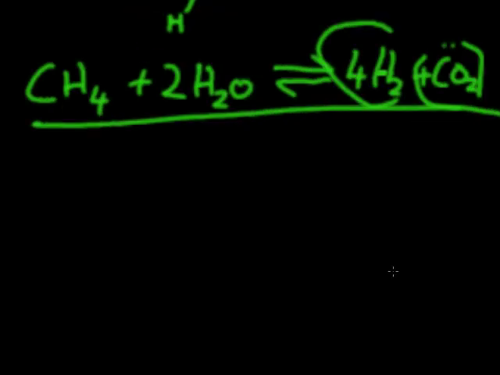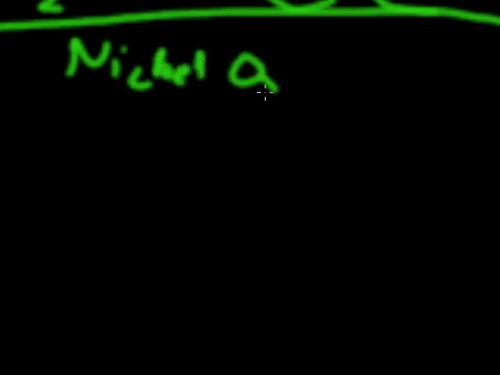They get rid of the carbon dioxide just by using a compressor, and that's catalyzed by nickel oxide. Okay, great. So that is the Haber Bosch process in a nutshell.